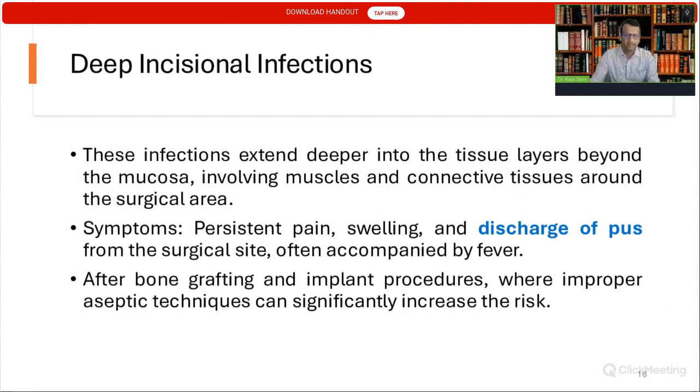Second is deep incisional infections. So these infections extend deeper into layers of tissue beyond the mucosa. The key symptoms are discharge of pus, the main clinical feature, along with persistent pain, swelling, and discharge. After bone grafting and the implant procedure, especially after placing abutments, you can see these kinds of incisional infections.